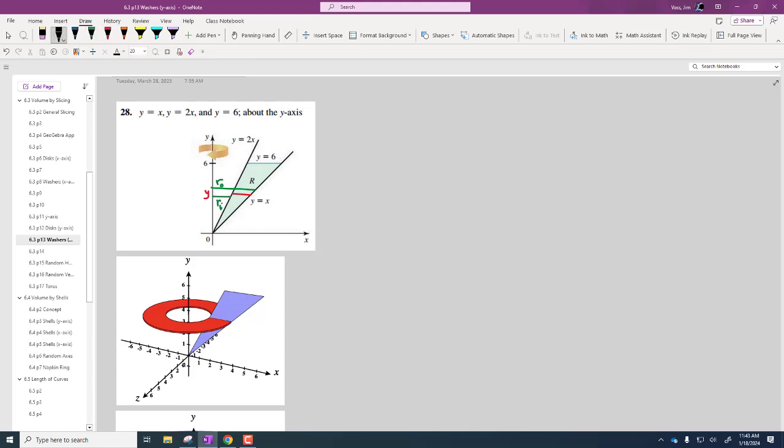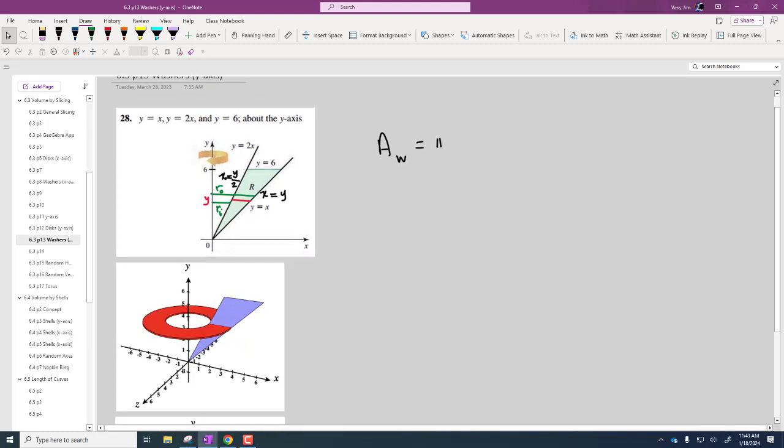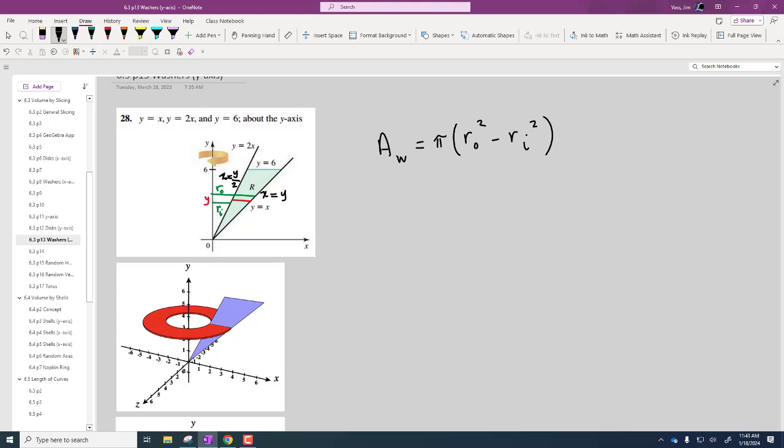So what we're going to do is say, okay, this curve right here, we're going to write it as x equals y. That one's pretty easy. And this other one, we're going to write as x equals y divided by 2, exactly. So that will be the left one. So I think we should be able to write down the area of our washer. The area of our washer is pi times outer radius squared minus inner radius squared. So this will be pi multiplied by, outer radius is all the way over to there, so that's y squared. Inner radius is that one, so square that one, we get y squared over 4.